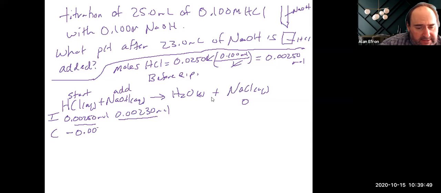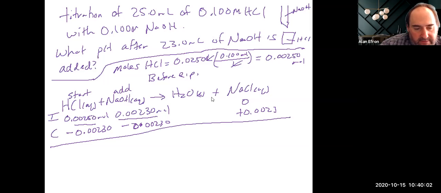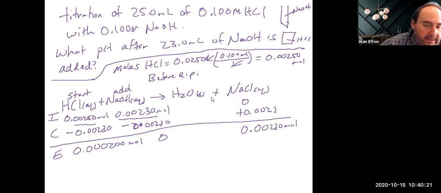So 0.0023 will be our change. Plus 0.0023. That means at equilibrium, we will have 0.0025 minus 0.0023, which gets us 0.0002 moles. We have 0 here and 0.0023 moles here. Any questions on the ice table so far?